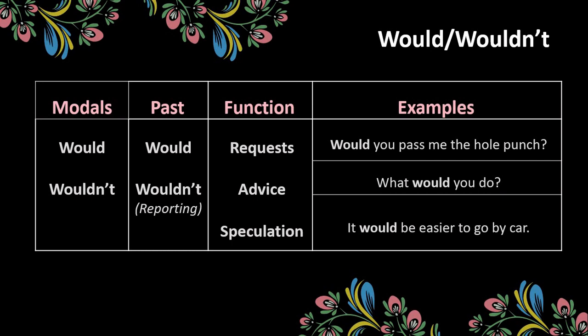Next, we're going to see would versus wouldn't. The past form of would is would, and the same thing happens in the negative form. Wouldn't becomes wouldn't in the past. The same thing happens. You can use them in three ways.